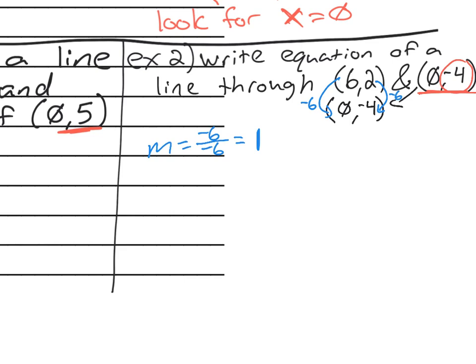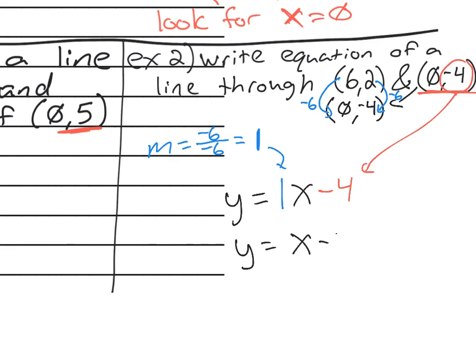So we're going to rewrite it. So y equals 1x and then minus 4. There's our y-intercept and there's our slope. Now, we don't typically write the slope as 1x, so the equation in a more simplified, better form would be just y equals x minus 4.